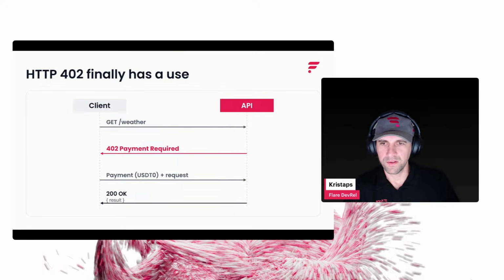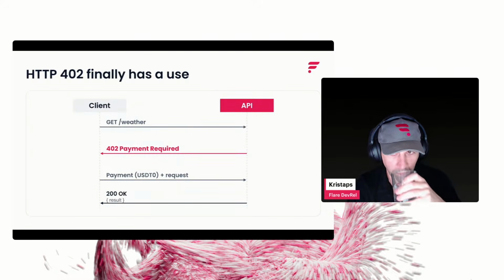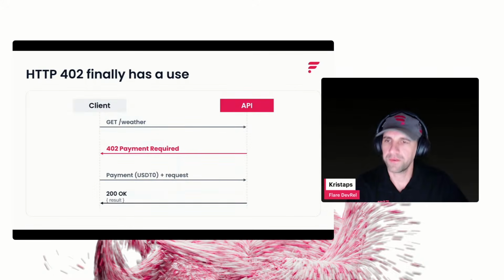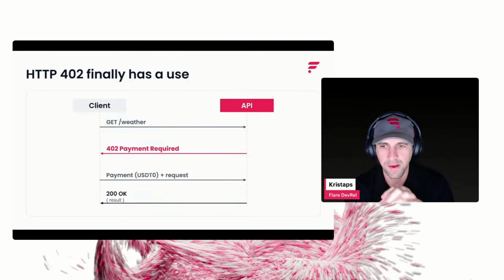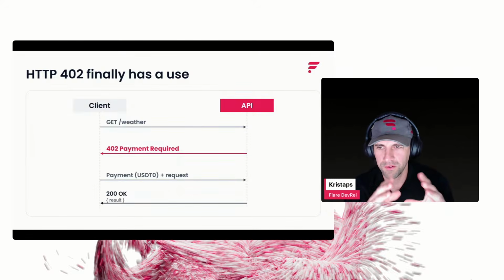And how it works step by step. So let's check this diagram. We'll check the weather case. So there is a client, which can be an AI agent, MCP, it can be even a front end. It doesn't matter that much for x402. So we want to get weather. We go to the API endpoint.